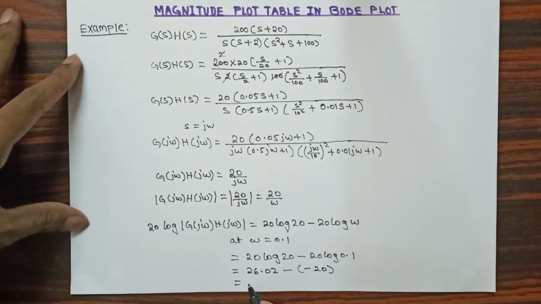Therefore the initial gain is 26.02 minus into minus plus 20, I will be getting here 46.02. This is the initial gain.